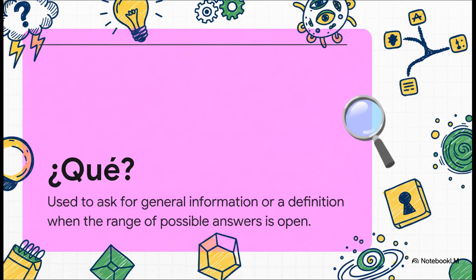So here is the basic rule of thumb. You use que when you're asking for a definition or an explanation, when the field of possible answers is totally wide open. So if you point to some weird machine and ask, ¿Qué es eso?, you're asking for the most basic information. You have no idea what that thing could be.